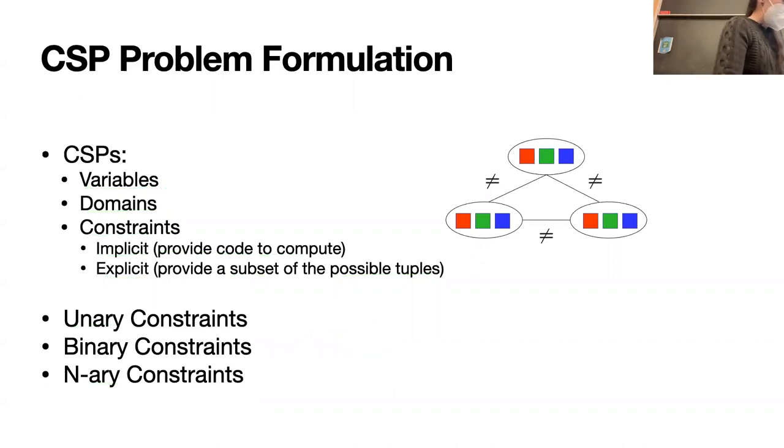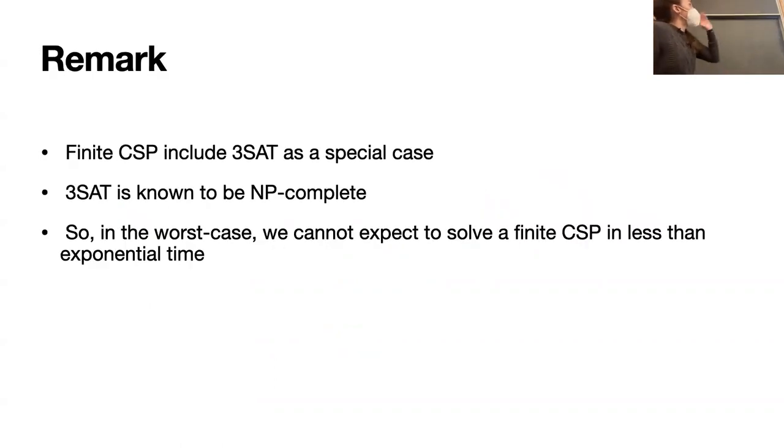Okay, great. As was said in the beginning of this class, one of the most interesting things about AI is that usually in the worst case, we're going to get something that's NP complete. A little bit of a remark here is that when we're thinking about finite constraint satisfaction problems, this includes 3SAT as a special case. Have people seen 3SAT before? A little bit. It's a very special version of SAT. It has special solvers. I won't go too much into it. I'm happy to send links after for people that are interested. But 3SAT is known to be NP complete.